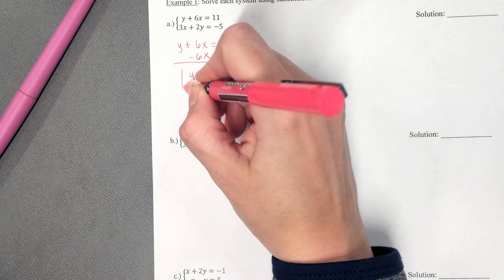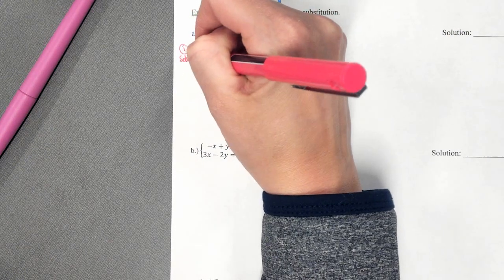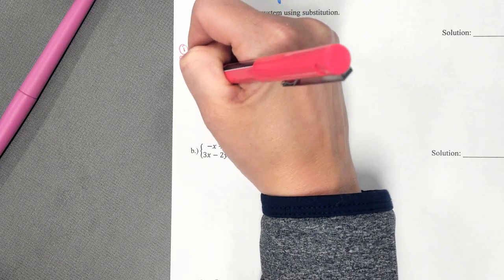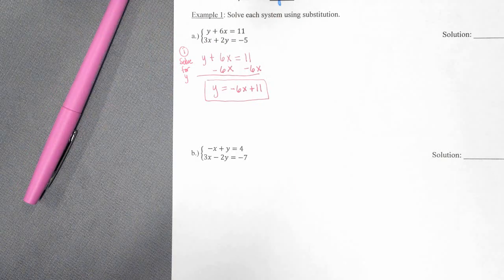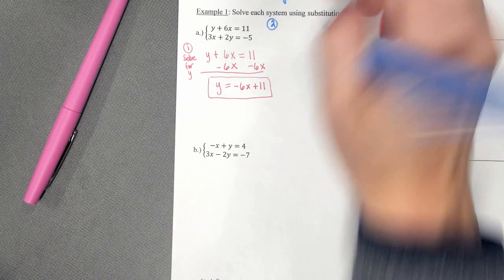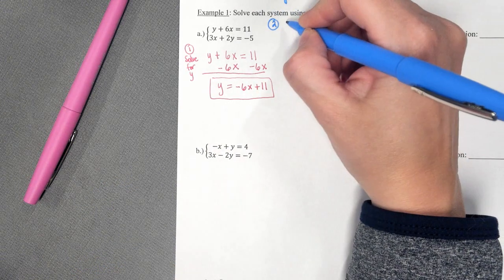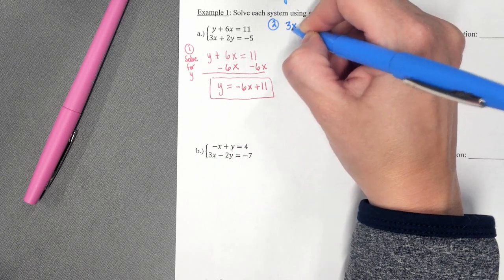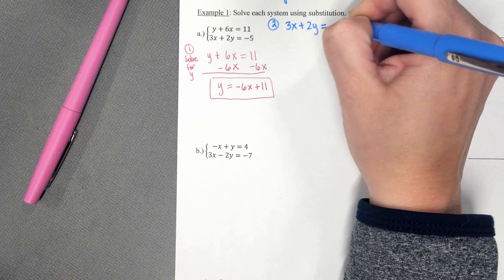Okay? So once you have this, this is step 1. So step 1 is solve for y. For step 2, we're going to take the other equation and plug in, this is called an expression. Okay, so take your second equation, 3x plus 2y equals negative 5.